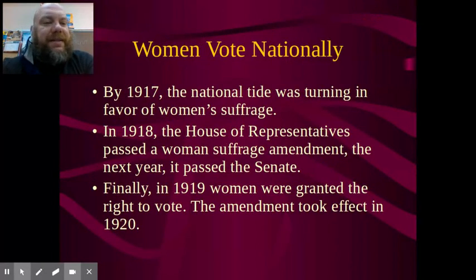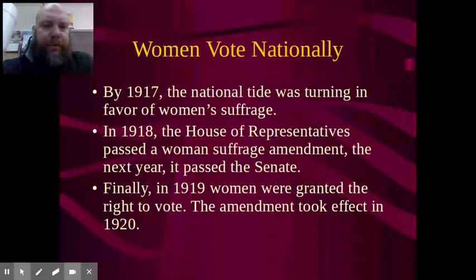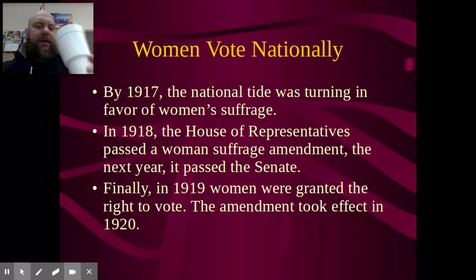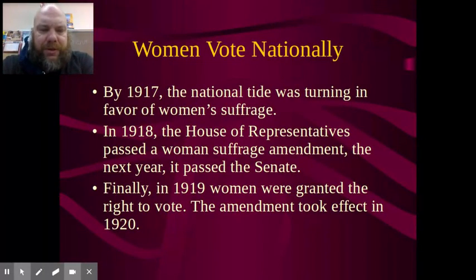But by the end of 1917, the tide is starting to turn. People are starting to realize, hey, there's no reason that women shouldn't have the right to vote. They're getting a lot more support on their side. And so in 1918, the House of Representatives passes the amendment. In 1919, the Senate passes it, and it takes effect the beginning of the next year, which is 1920. And so the 1920 election is the first in which women could vote.